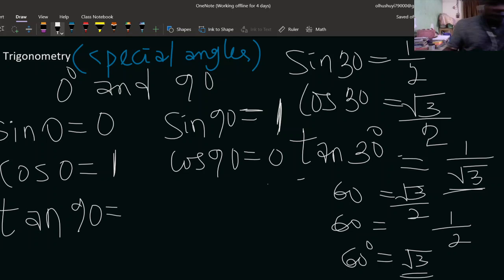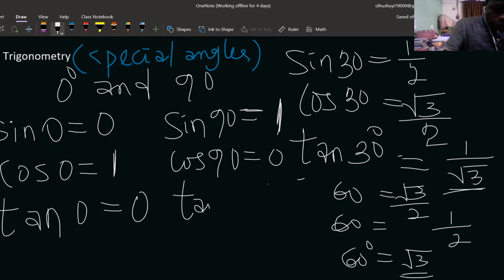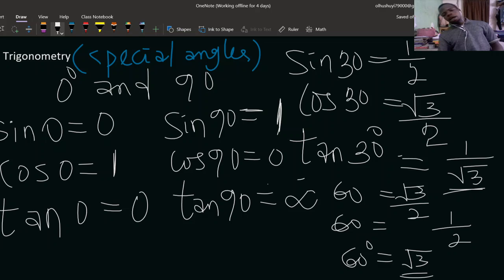Then tan 0. Tan 0 means sine 0 over cos 0. And that will be 0 over 1, and that is 0. So tan 90. Tan 90 means sine 90 over cos 90. And that is 1 over 0. 1 upon 0 is undefined. You get that? If you punch tan 90 in your calculator, you see it will give you undefined.